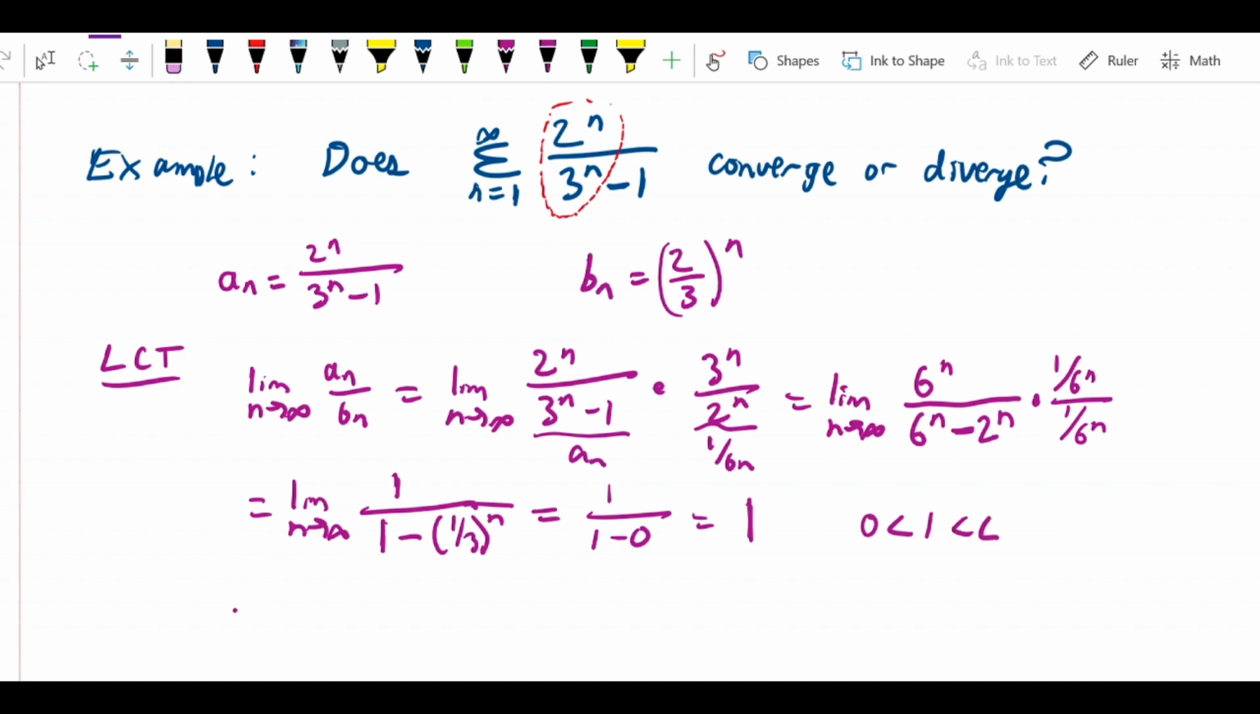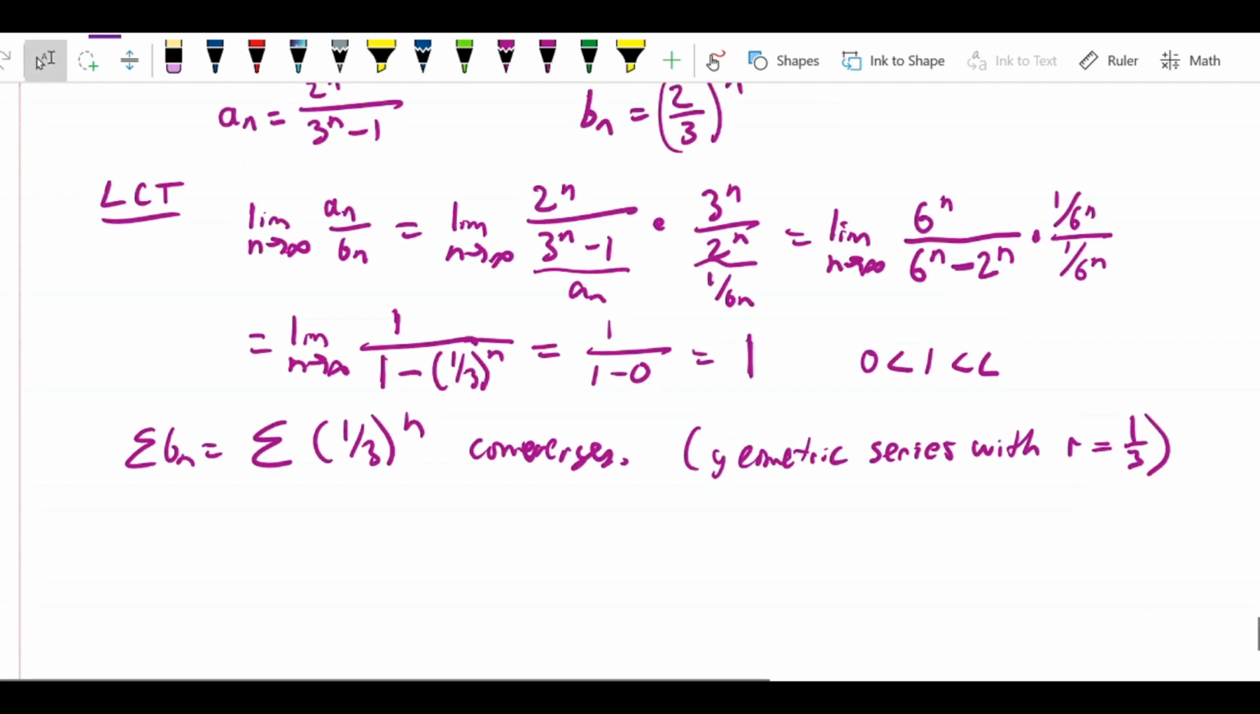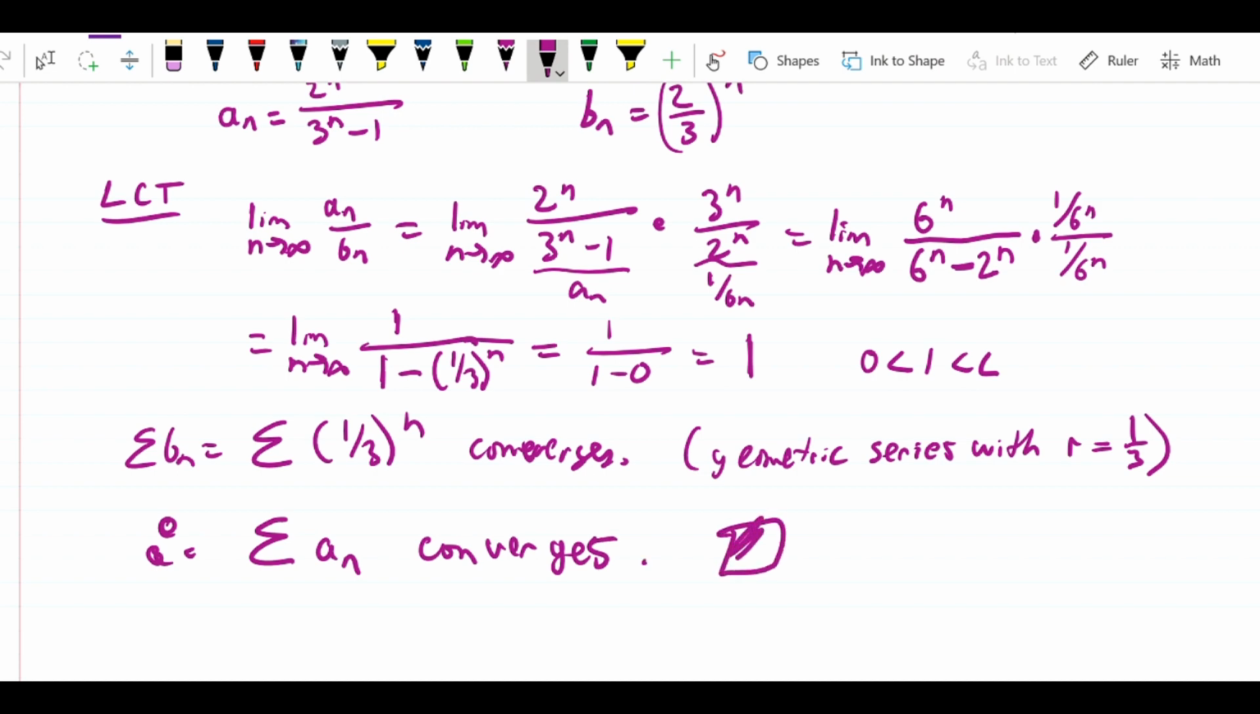And we know that the sum of 1/3 to the n, in other words, the sum of bn, converges. You want to say why it converges. It's a geometric series with r equals 1/3, which is between -1 and 1. And we can say, therefore, the sum of an converges too. And there's our proof of convergence.